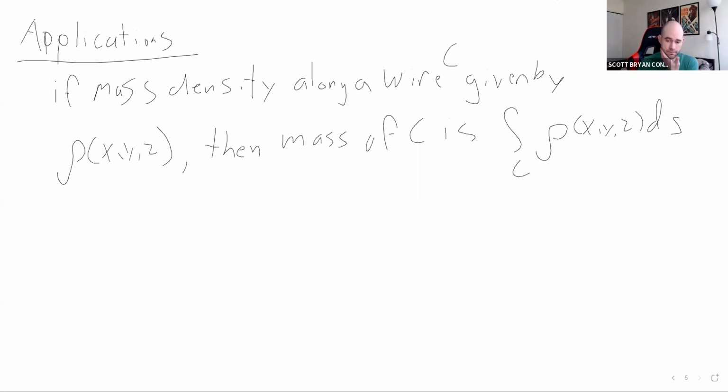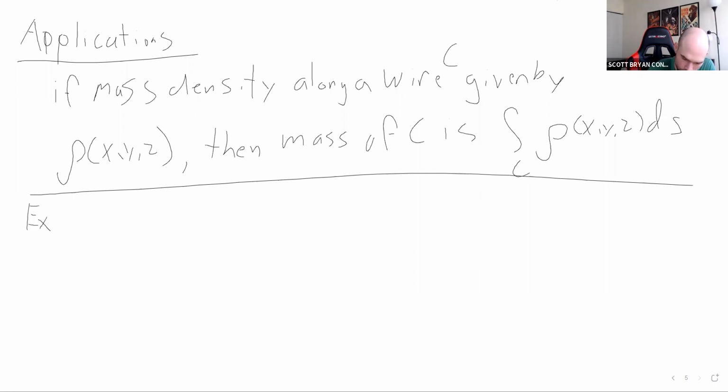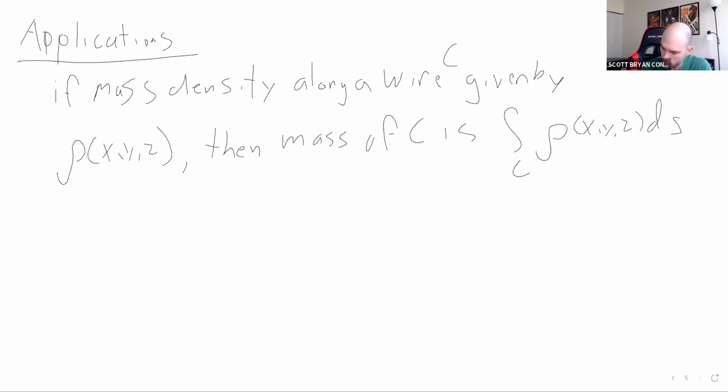But yeah, if we're given the density of our wire and we want to find the mass, we integrate the density along the wire. And since it's just a curve, it's a 1-dimensional object, we're just doing a line integral along it. Same thing if we're given like charge density. If you want to find total charge, you integrate the charge density along there.